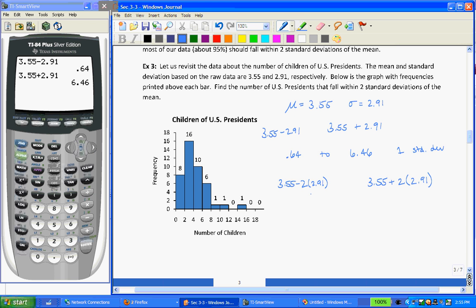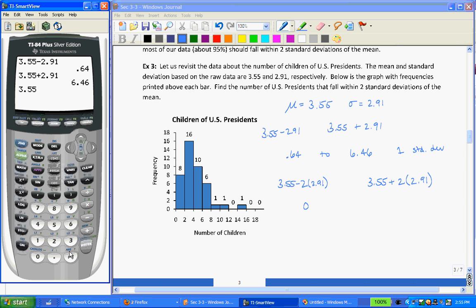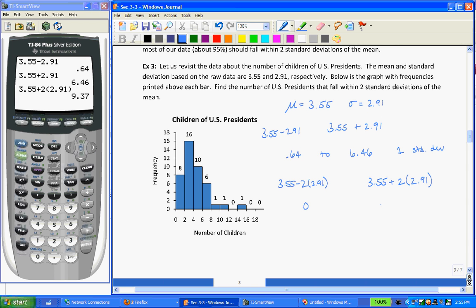Now I realize this is going to be negative, so we'll just call this 0 because our data doesn't make sense on a negative scale for this particular scenario. But here, 3.55 plus 2 times 2.91 gives us 9.37. So this is 2 standard deviations of the mean.